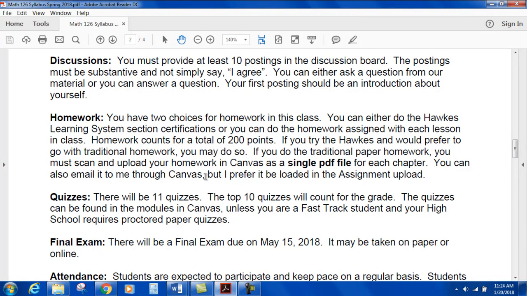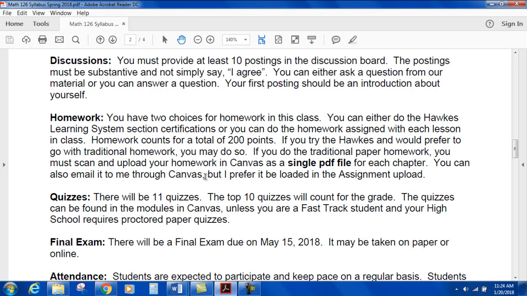Homework, you have two choices for homework in this class. You can either do the Hawks Learning System section certifications, or you can do the homework assigned with each lesson in class. Homework counts for a total of 200 points. If you try the Hawks and would prefer to go with the traditional homework, you may do so.